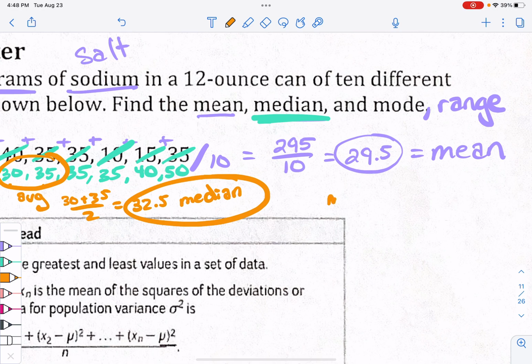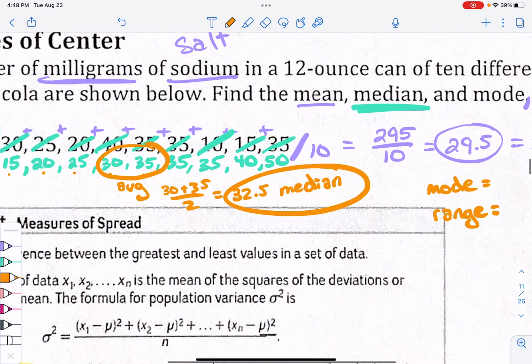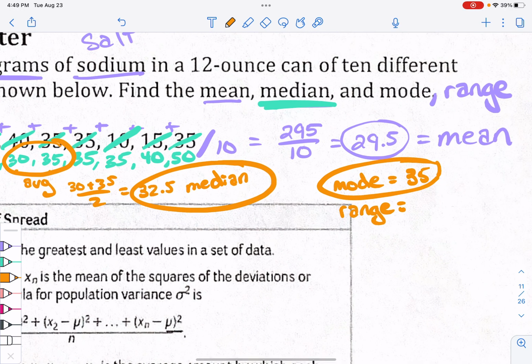Then the mode and the range are the easiest ones, I feel like. The mode is the number that occurs the most. So I have a 35 that's appearing 3 times. So that's going to be the number that occurs the most, okay? Now, let's say you have all of the numbers that are only occurring once. You would have no mode, and you would literally write no mode down for mode, okay?